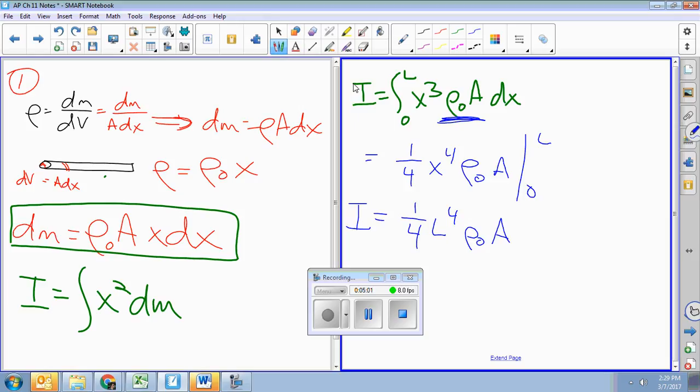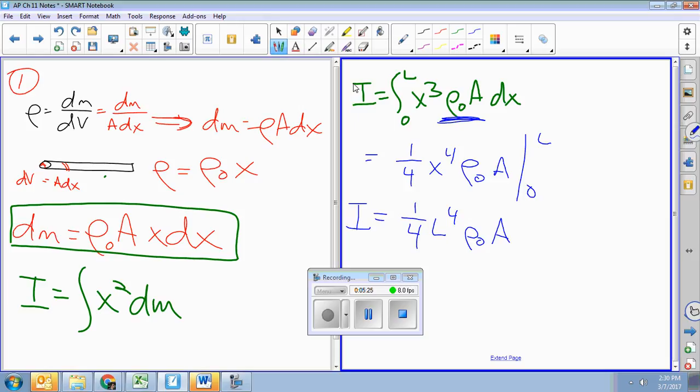So we need to think about something. Somehow mass is hiding in here somewhere, right? Somehow the mass has something to do with this. And I'm looking at this, and let's see, this is density, so that's mass per unit volume, right? And I got A, and so I ought to be able to do something here and find a way to get my mass back in there.